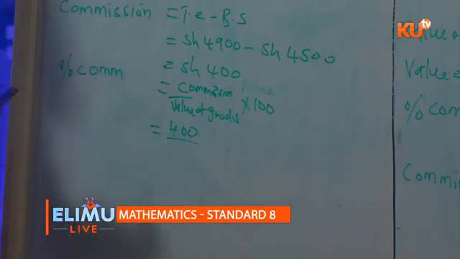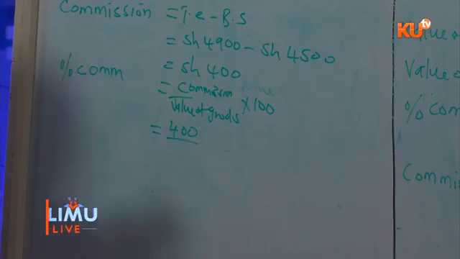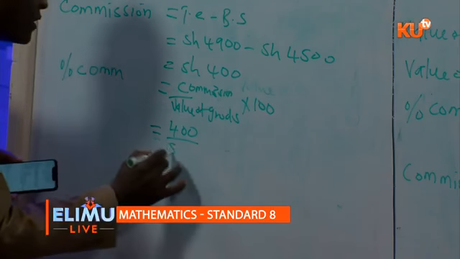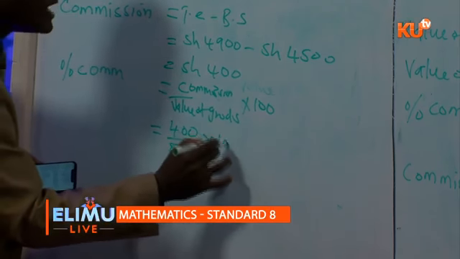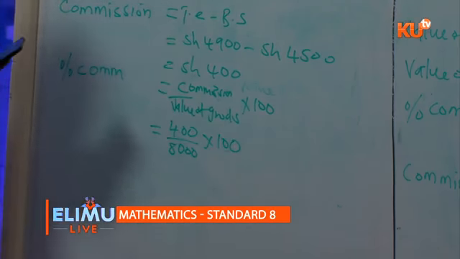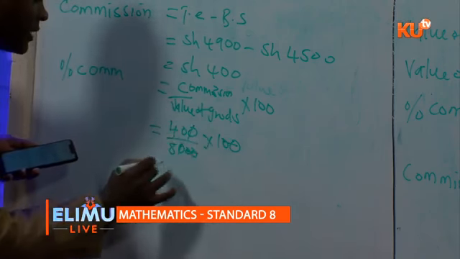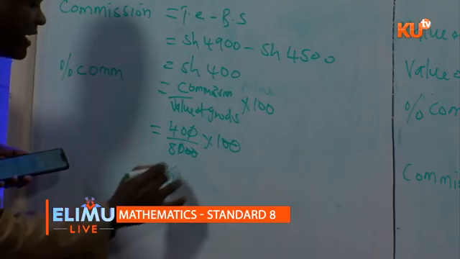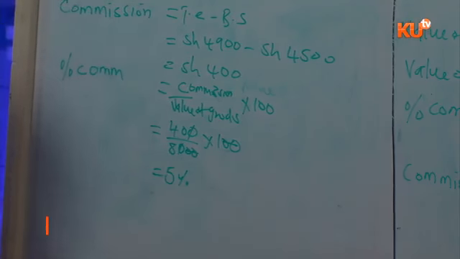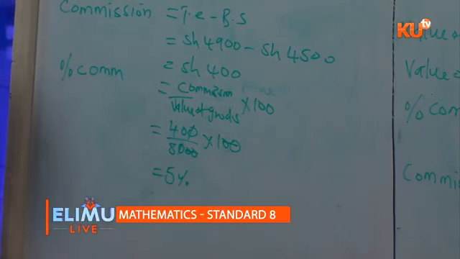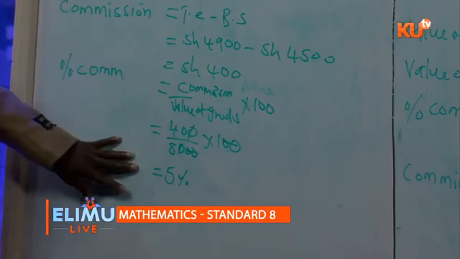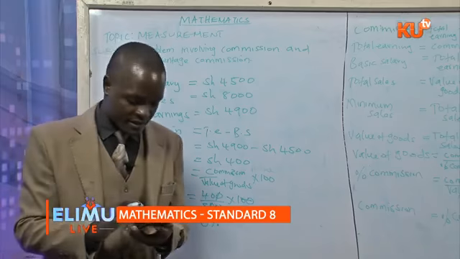We divide by the value of goods. Now in this case, because there is no minimum sale, we are going to use the total sales, so the value of sales, which was 8,000 shillings. Then we multiply by 100. So 2 zeros cancel, then we have 40 divided by 8, which is 5%. So the percentage commission, according to this question, is going to be 5%.